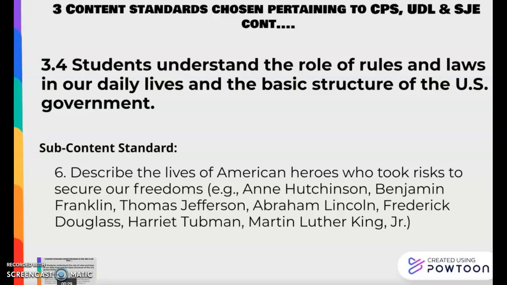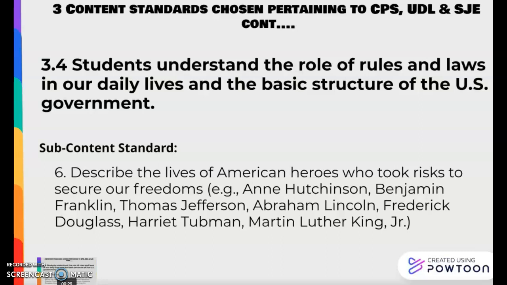government. Here in the subcontent standard, it says describe the lives of American heroes who took risks to secure our freedoms. So in this particular situation, students would be able to choose somebody from history who fought for freedom, which could be Thomas Jefferson, Frederick Douglass, Harriet Tubman, Martin Luther King Jr. And these are all different people.